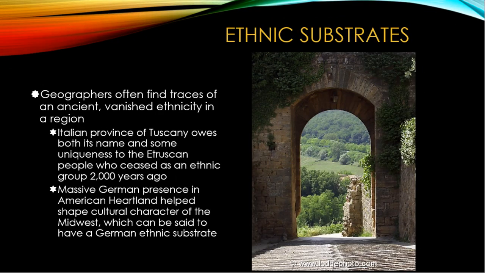So just as an example, you can often find ancient, extinct, migrated, or vanished ethnicities in a region, right? So Tuscany is really unique in Italy, for instance, and that's partly due to the Etruscans who lived there 2,000 years ago, right? They stopped being an ethnic group. They predate the Romans. The Romans sort of take over, and then the Etruscans kind of go away. There's a massive German presence in the American heartland because lots of German immigrants moved there, and yet it's not a German area. So there's an ethnic substrate that underlies the modern population.